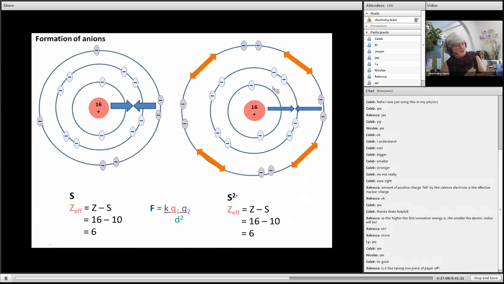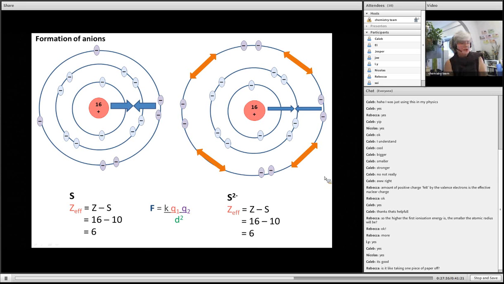It's got to spread out more to keep the same amount of repulsion, and that's why it takes up more space. So the effective nuclear charge is still the same, but because of the repulsion force, it's got to spread out more to keep that the same. So they've got to take up a bigger distance to keep it the same.